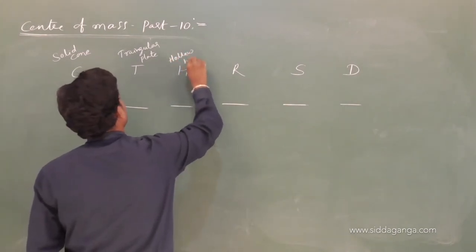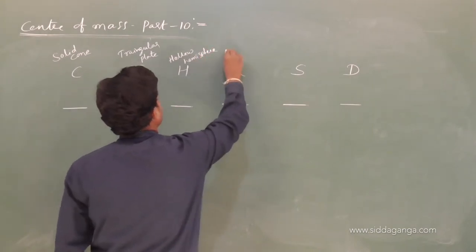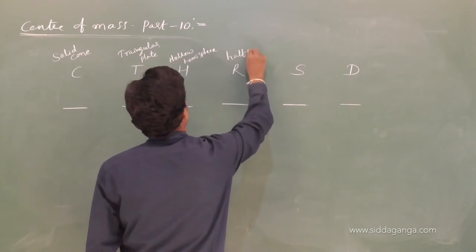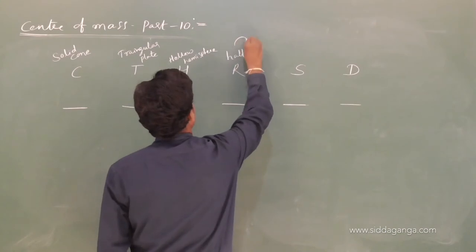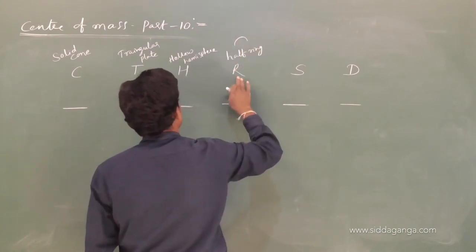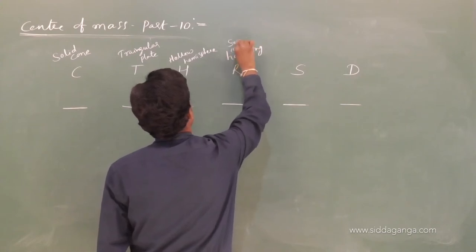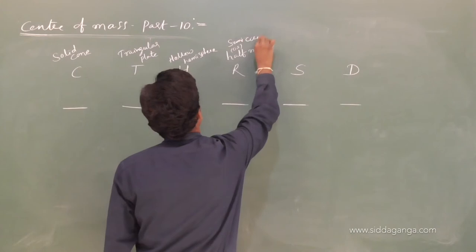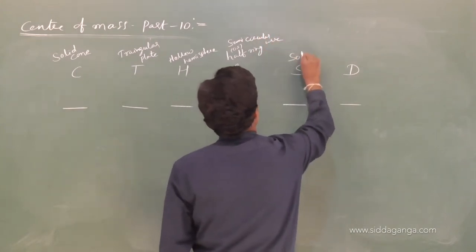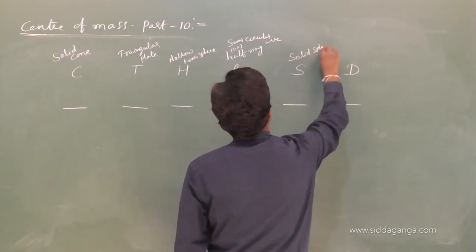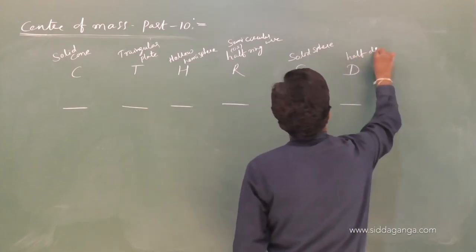H is hollow hemisphere. R is half ring, nothing but semicircular wire. S is solid sphere, solid hemisphere or solid sphere. D is half disc.